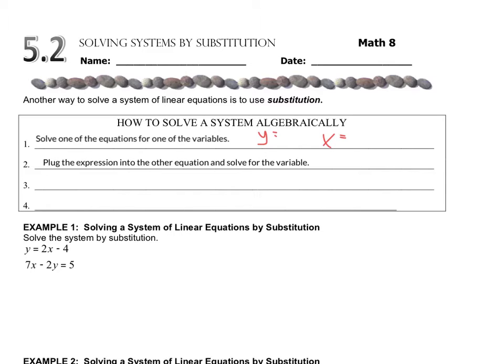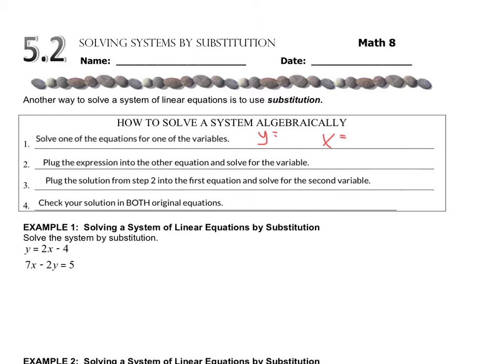Then for step 3, you're going to plug the solution that you got from step 2 into the first equation and solve for the second variable. And then lastly, you'll check your solution, and remember to do it in both equations. To be a true solution to the system, it has to be a solution to all equations involved. So I know that's a lot of words and doesn't mean a whole lot right now, but those are the steps we're going to keep referring back to.